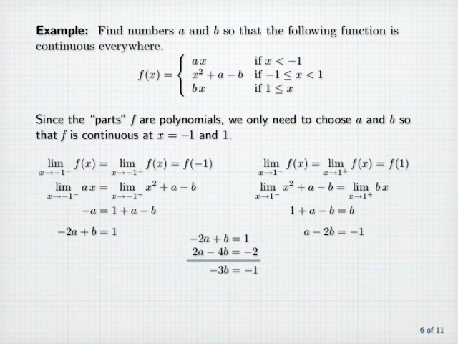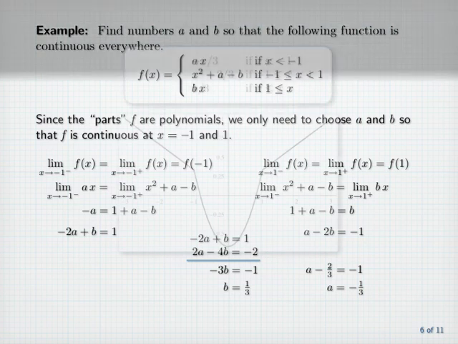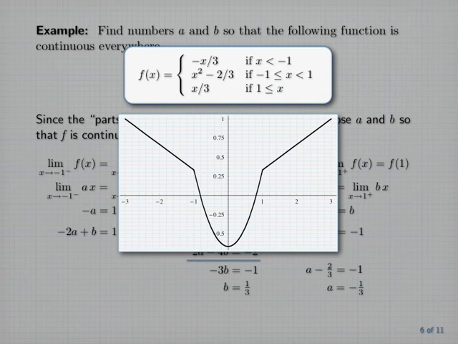So b equals 1/3. Now that we know b, we can go to either of the two original equations to find a. Using a minus 2b equals minus 1, we substitute in b equals 1/3, and then solve for a. This gives us a equal to minus 1/3. Now here's the function we found, along with its graph. Notice the continuity at plus and minus 1.